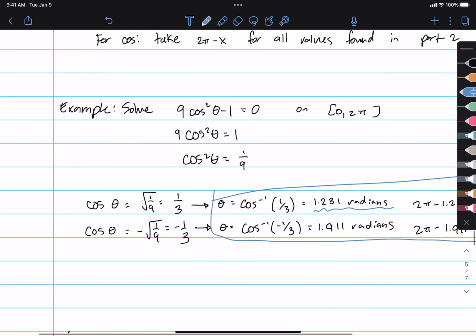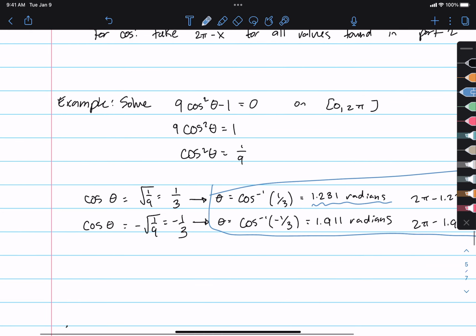So if cosine theta is 1/3 here, then if we square it, it's going to be 1/9. And so 9 over 9 minus 1 is 1 minus 1, which is 0. So that solves it. And if cosine of theta is negative square root of 1/9, or negative 1/3, then if we square it, it's going to be still positive 1/9 because it's squared. And we're still going to solve that equation.